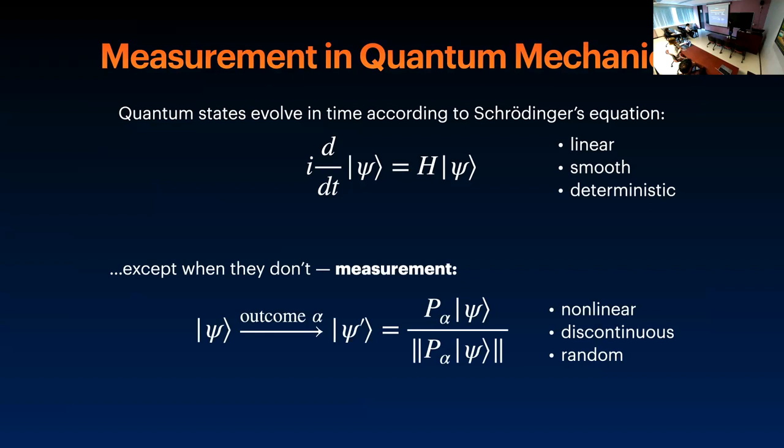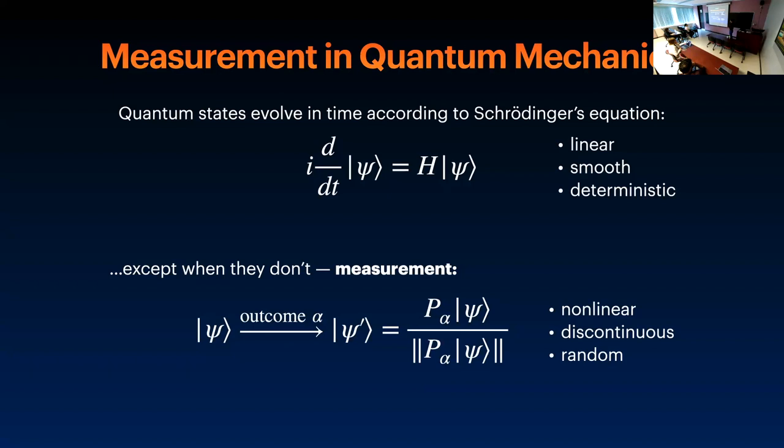There is a whole other set of laws in quantum mechanics that describe what happens when we measure a quantum system. And they are very different. They are, for one, non-deterministic, they're stochastic. You can predict probabilities for measurement outcomes, but the outcome is ultimately random. The process is discontinuous, so there is a before state and an after state, and they are quite different in general. And it is also nonlinear. We have to normalize our post-measurement state in this way.